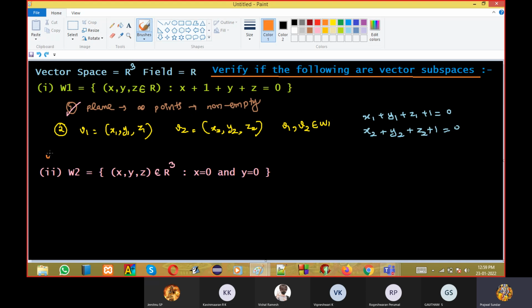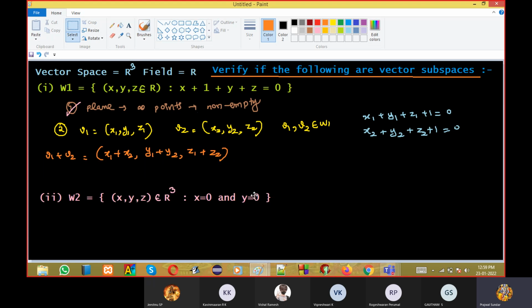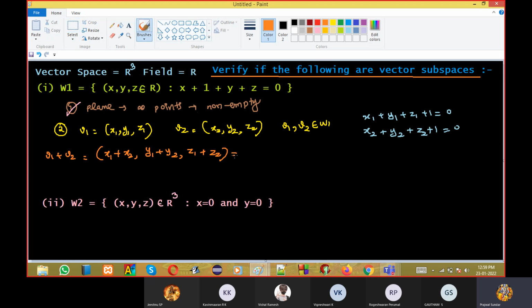Now, what you will do? Add both. You will get x1 plus x2, y1 plus y2, z1 plus z2. You need to check whether this sum vector satisfies the property or not. Take it as vector 3. Does vector 3 belong to W? You have to check it. How will you check? Add all the components. I'll take x1 plus x2 as x3, y3, z3, so v3 equals x3 y3 z3.